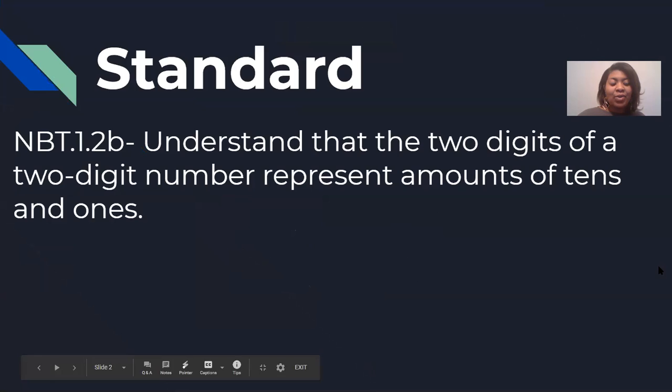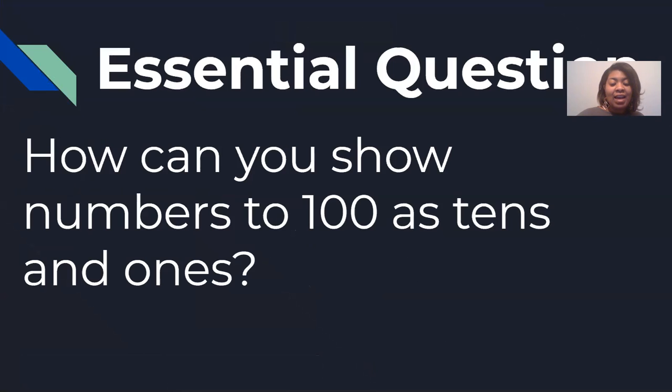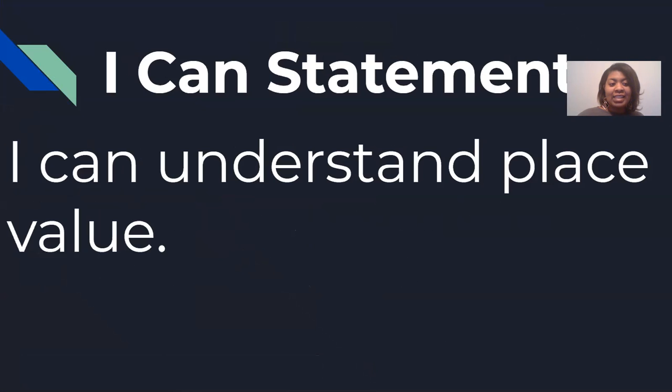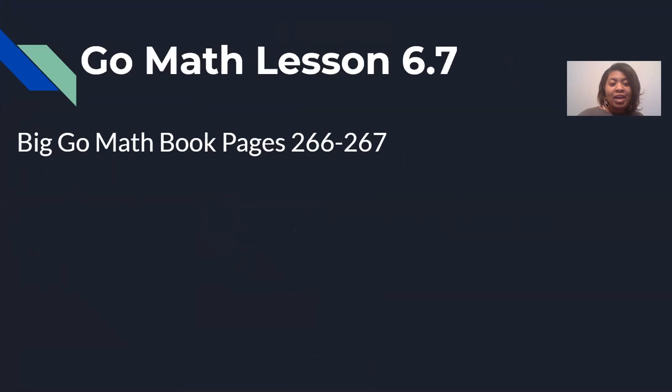Our standard is NBT 1.2b. Understand that the two digits of a two-digit number represent amounts of tens and ones. Our essential question today is, how can you show numbers to 100 as tens and ones? Our I can statement is, I can understand place value. Today's lesson is Go Math Lesson 6.7. We're going to be using pages 266 to 267.